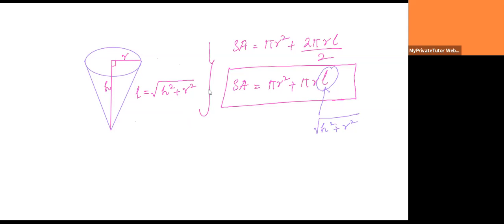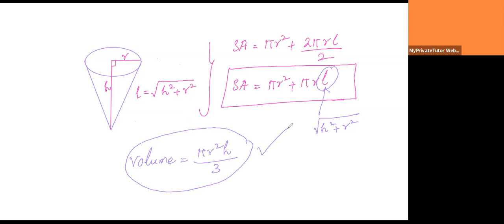And finally, what is the volume? Volume is again the same, pi r square h. Since it is a pyramid, we need to divide by 3. So we'll discuss that. So this is the formula: pi r square h divided by 3. So let's try some questions and see. Okay, let me take some questions. Yeah, here is the first one.